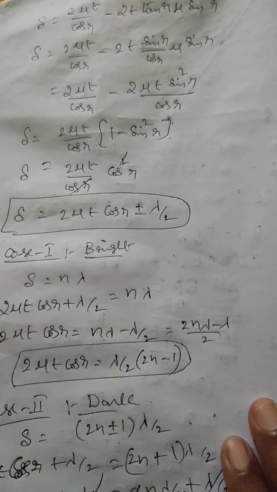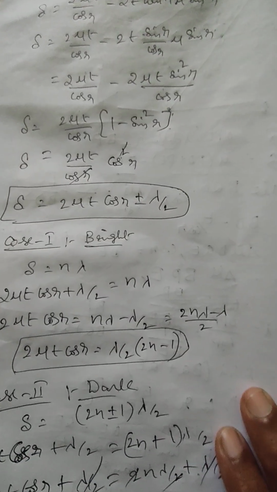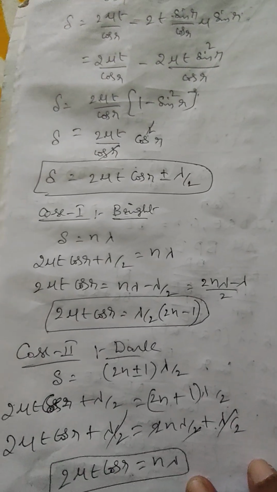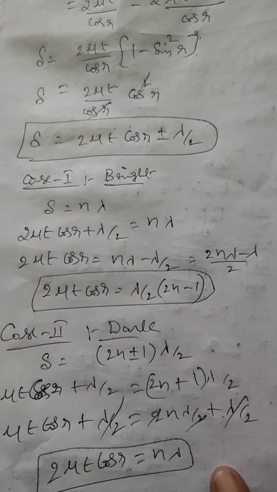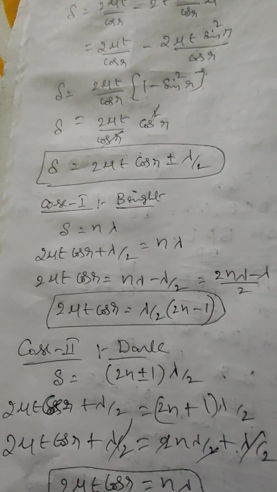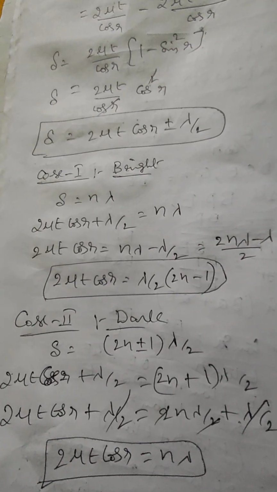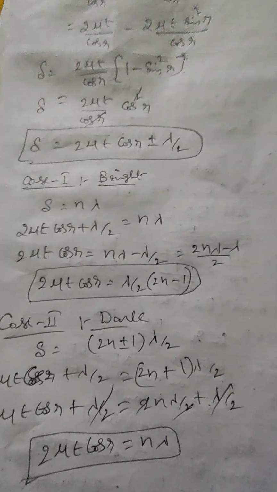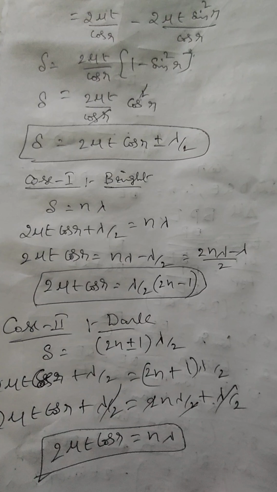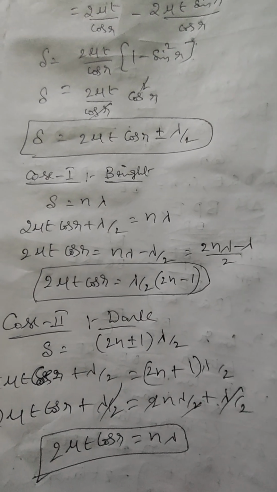Plus or minus lambda by 2, because here the ray of light is traveling from rarer to denser medium, changing its path value. That's why we put plus or minus lambda by 2. Coming to the cases, in interference we have constructive and destructive. Constructive case is delta is equal to n lambda. Here 2 mu t cos r plus lambda by 2 is equal to n lambda. Now we get 2 mu t cos r is equal to lambda by 2 into 2n minus 1.